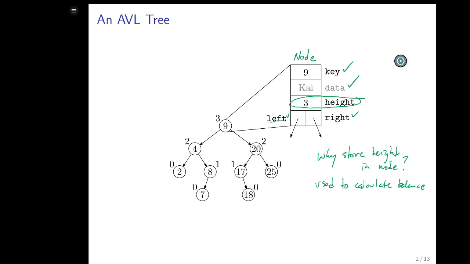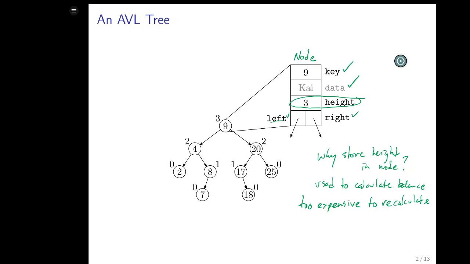And so the recalculation cost for doing height calculations is linear in the size of a subtree, and that's too expensive. So it's too expensive to recalculate whenever we want to check for our balance situation.